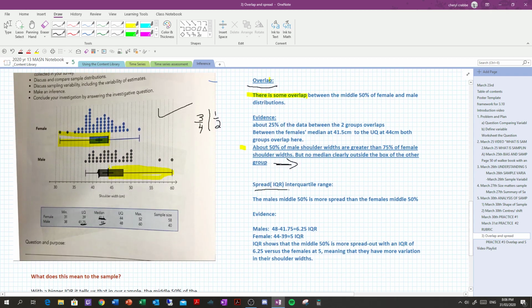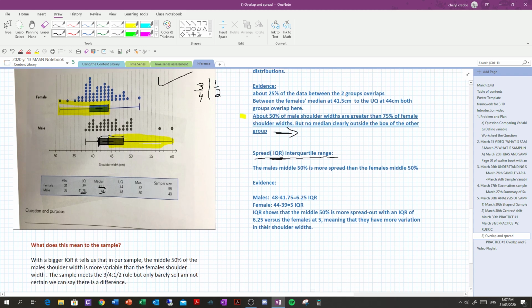Spread's way easier. Spread can be the standard deviation, which we weren't going to talk about today, but interquartile range, which is just the box. How wide is the box? And it appears as though the male box is wider than the female box. That's called the interquartile range. The male's middle 50% is more spread than the female's middle 50%.